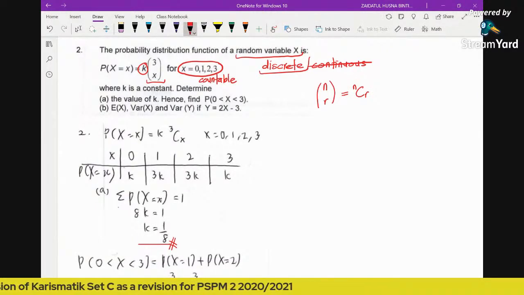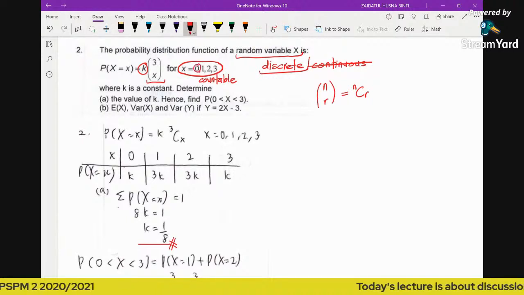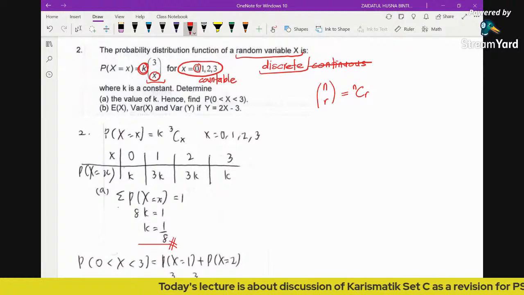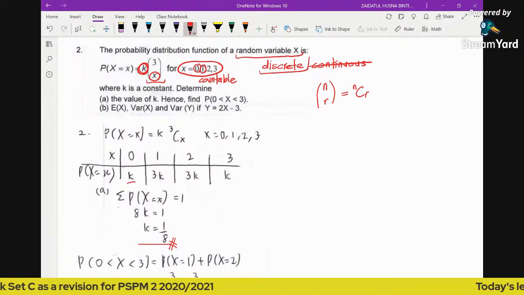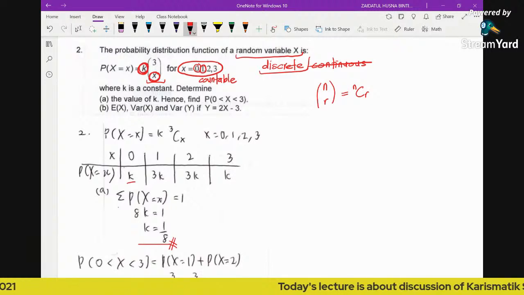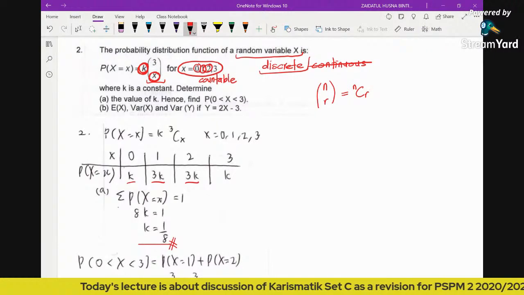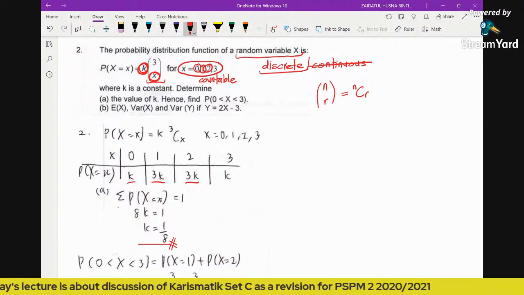In order to get the value, you just press the calculator. For example, if x is 0, you press 3C0, which gives you 1, multiplied by k, so you get 1k. When x is 1, 3C1 gives you 3, so you have 3k. 3C2 also gives you 3, so you have 3k, and 3C3 gives you 1, so you have k.